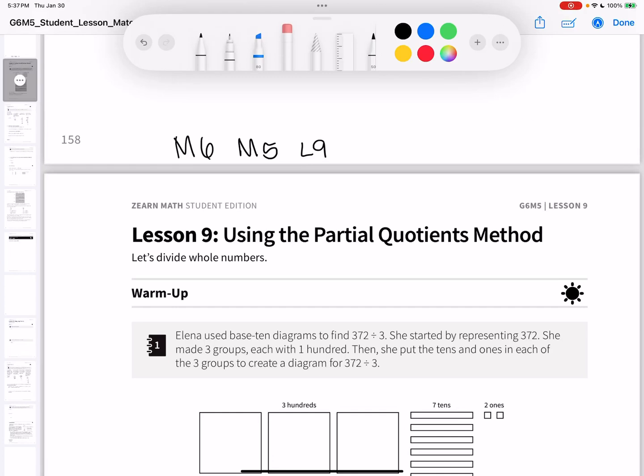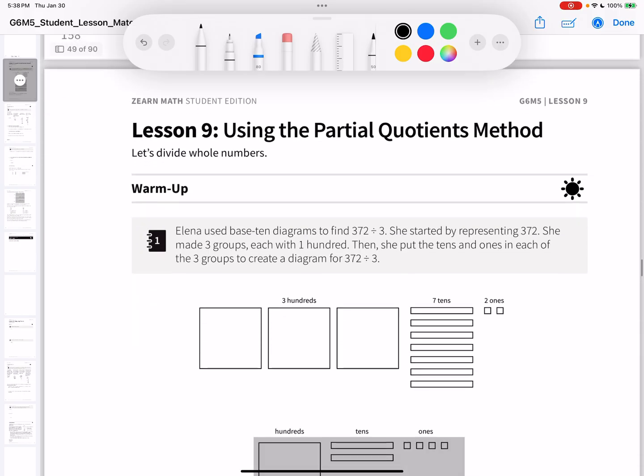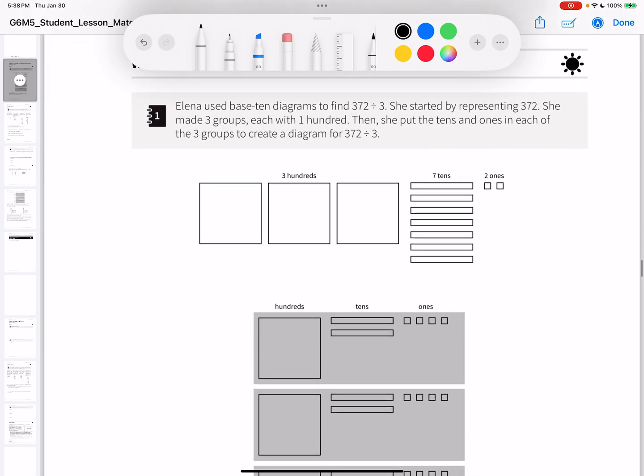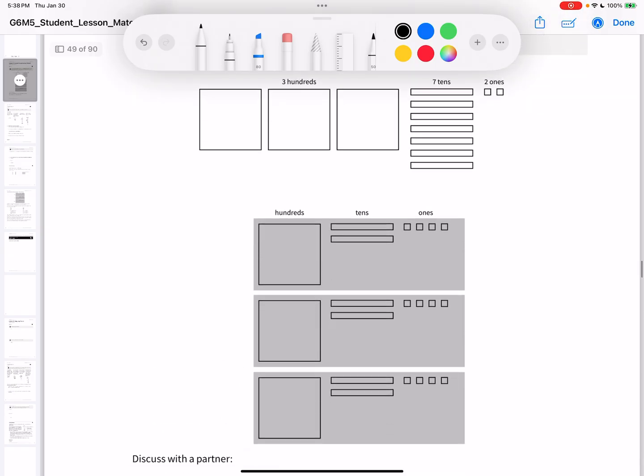Today we are doing Math 6, Mission 5, Lesson 9, using the partial quotients method. All right, Elena used base 10 diagrams to find 372 divided by 3. She started by representing 372. She made 3 groups, each with 100. Then she put the tens and ones in each of the 3 groups to create the diagram for 372 divided by 3. All right, so let's look and see what she did.